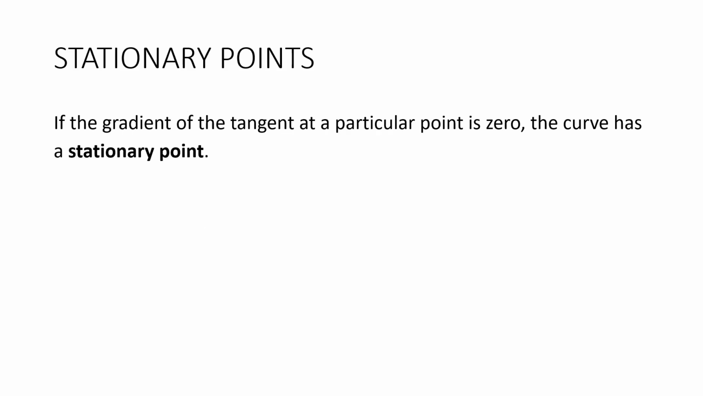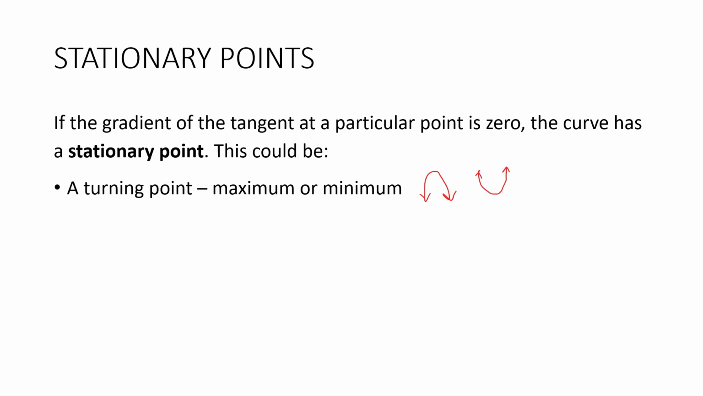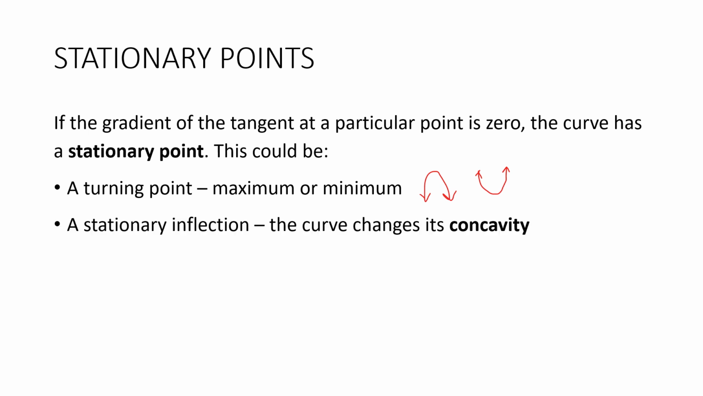Now we've talked about increasing and decreasing functions, but if the gradient of the tangent at a particular point is 0, then the curve is said to be stationary. There are two types of stationary points. There's a turning point, we also call those a maximum or a minimum, and there's a stationary inflection, and that means the curve is stationary but it's changing its concavity.